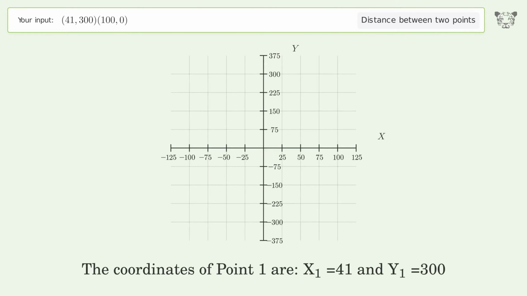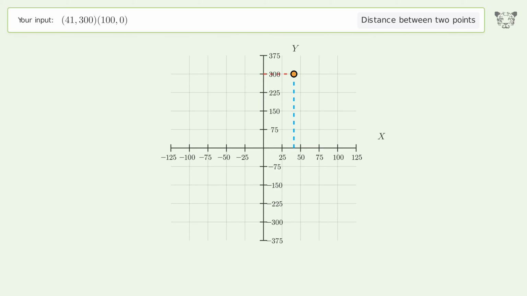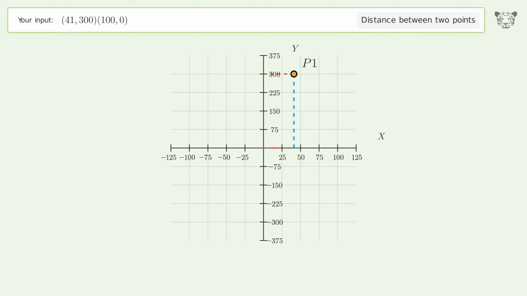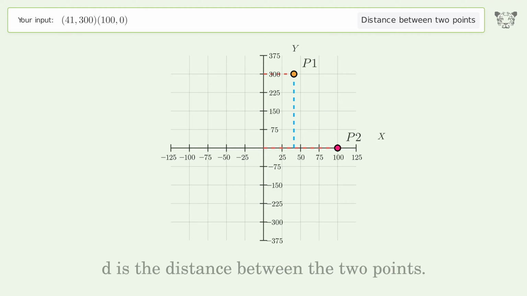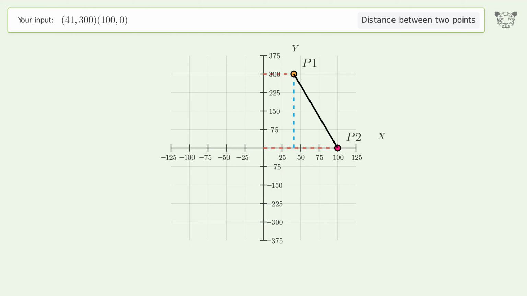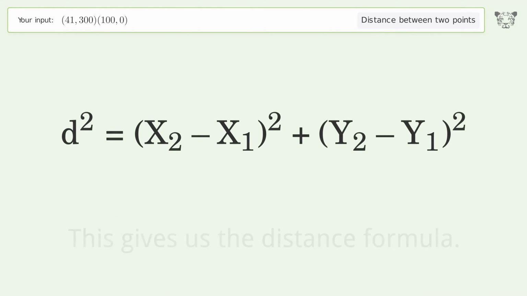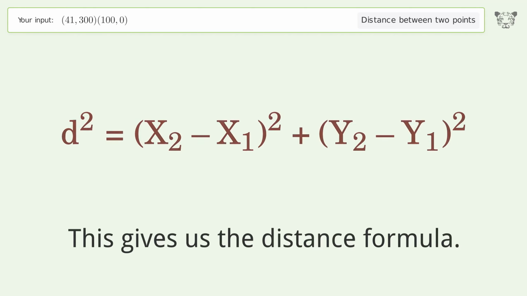The coordinates of point 1 are, x1 equals 41 and y1 equals 300. The coordinates of point 2 are, x2 equals 100 and y2 equals 0. D is the distance between the 2 points. First, take the square root of both sides of the Pythagorean theorem. This gives us the distance formula.